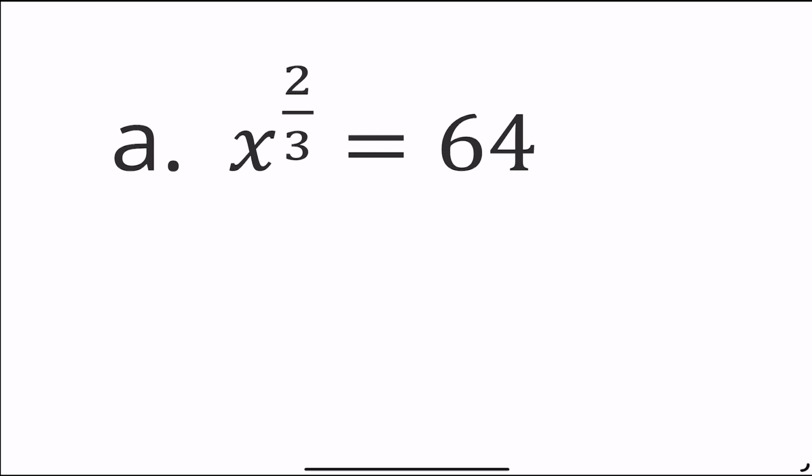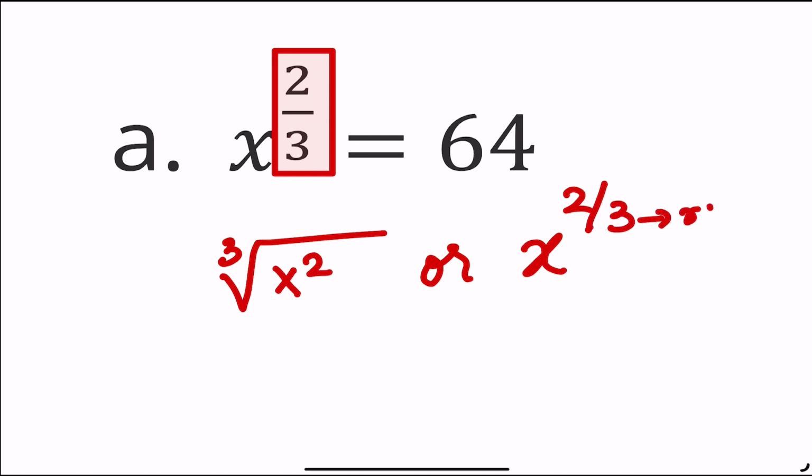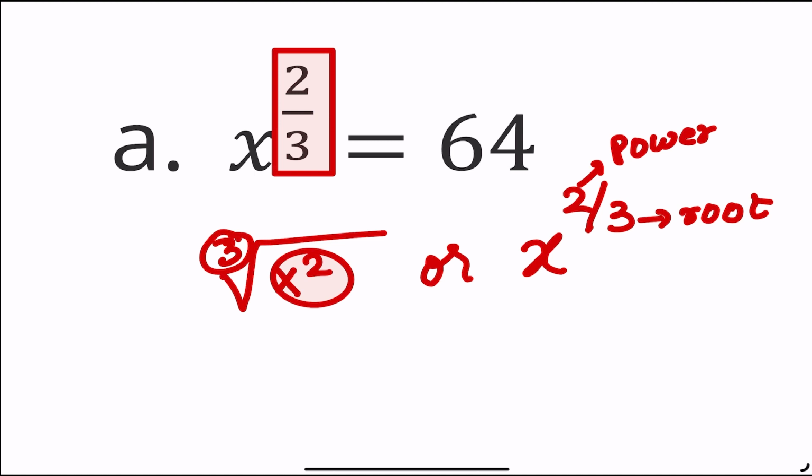So here I have 2/3. This 2/3 is an exponent, or it's a radical. The other way of writing this is the cube root of x squared. So I can say cube root of x squared, or I can say x to the power 2/3. The bottom one is the root and the top one is the power. Always keep that in mind. So this is x squared, which is the power, and this is the root, the cube root.